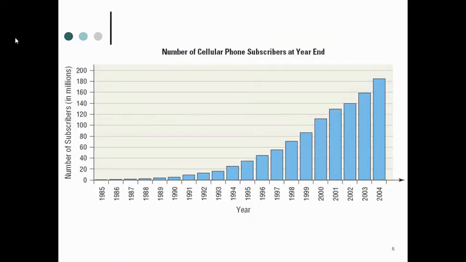This is a real-life example of exponential growth. This is the number of cell phone subscribers at year's end for the years from 1985 to 2004, with the numbers of subscribers in the millions.